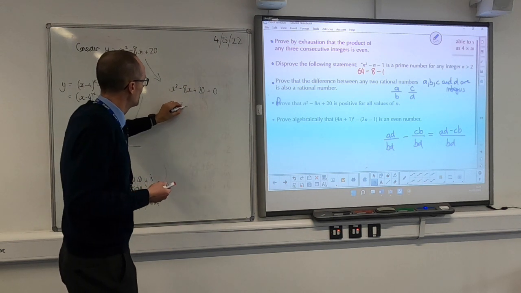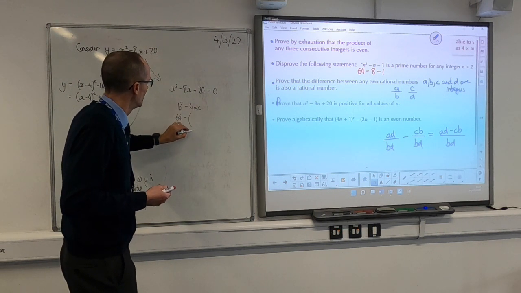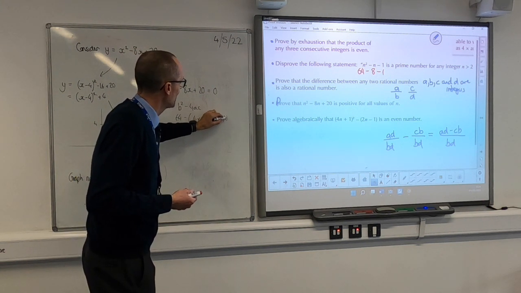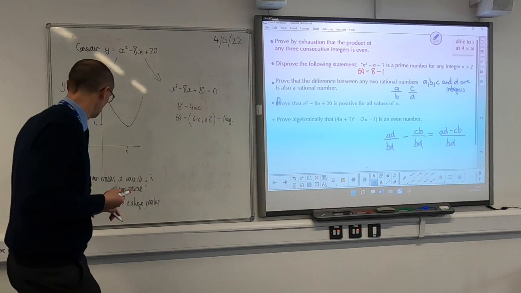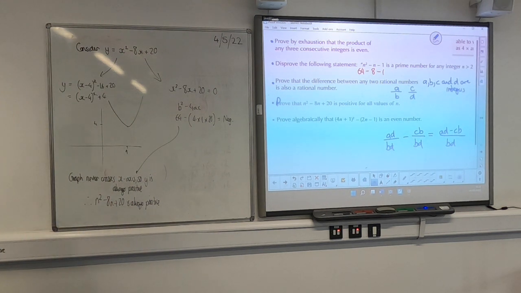So b squared minus 4ac would be 64 minus 4 times 1 times 20, which is negative. Therefore, the graph never crosses the x-axis. It hasn't got any roots, so y is always positive, and that means that this is always positive.